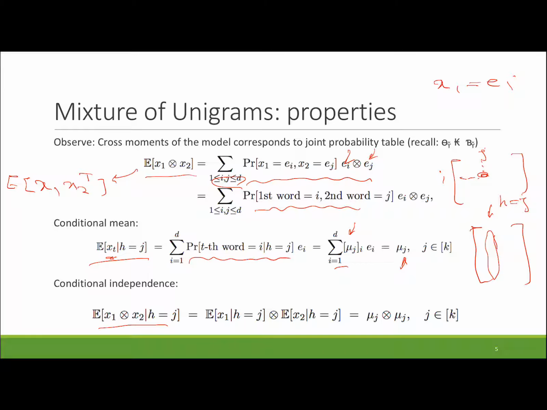And the cross moment given the topic is, remember that we said that the words are conditionally independent given the topic. So this expected value can be decomposed into the cross product of each individual expected value. And we saw up here that this is mu j, so this is mu j cross mu j, right?